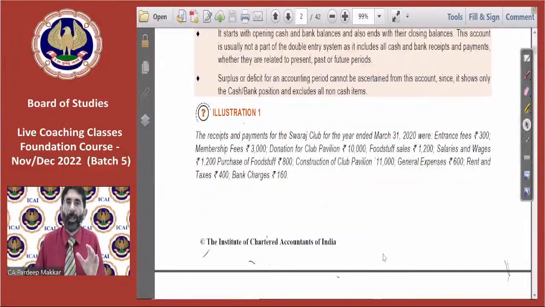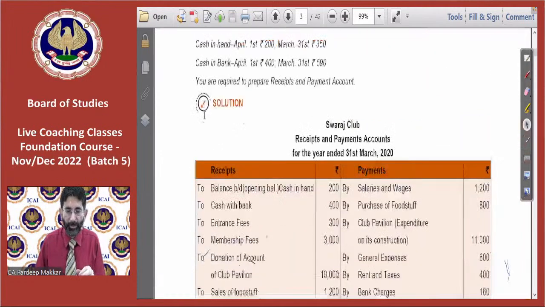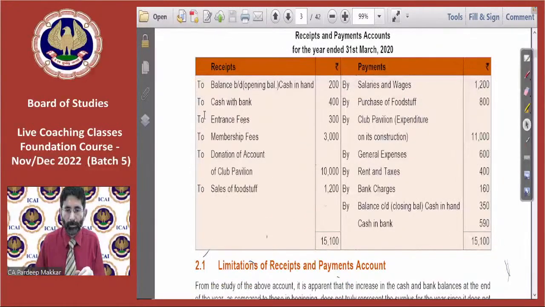Now see how to prepare the receipt and payment account. For that, you have to understand the concept of the receipt and payment account. The concept is very simple. I already discussed it with you. See, here it is. This is a receipt and payment account. First of all, you have to enter. I'm not going to solve a question for you. I'm just telling you the concept first.